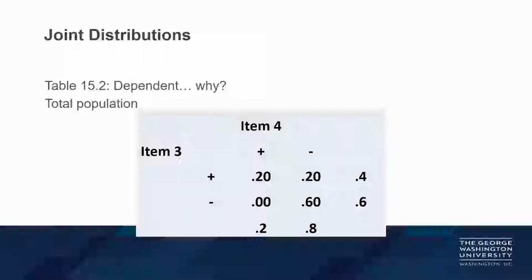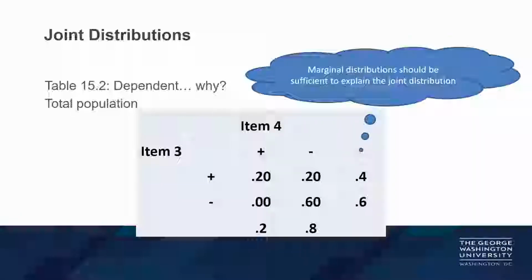Here we see a joint distribution. We have item 3 and item 4. The plus means someone got the item correct. The minus means they got it incorrect. And we can see the proportion of people getting an item correct or incorrect. The marginals, which are on the far right side, are 0.4 and 0.6. That is the marginal to get item 3 correct or incorrect. And for item 4, we see 0.2 and 0.8. 0.2 is correct for item 4, and 0.8 is incorrect for item 4.